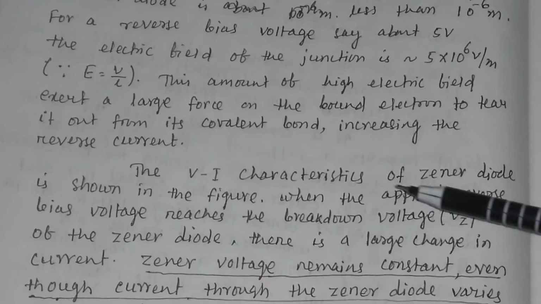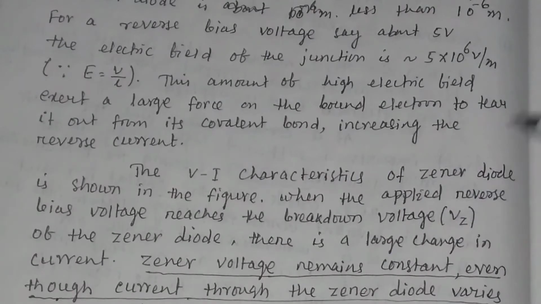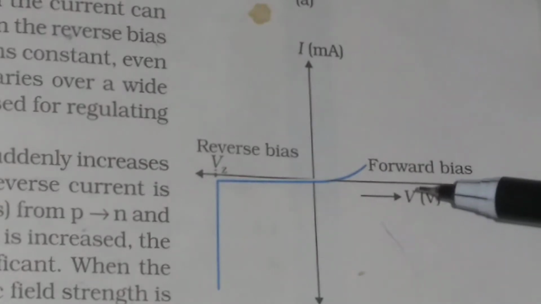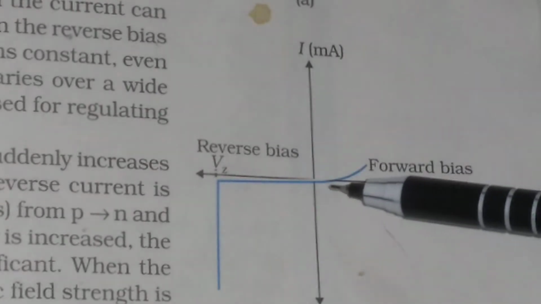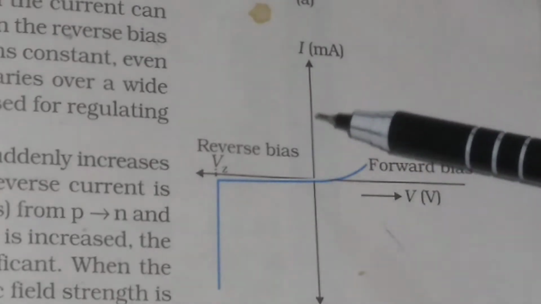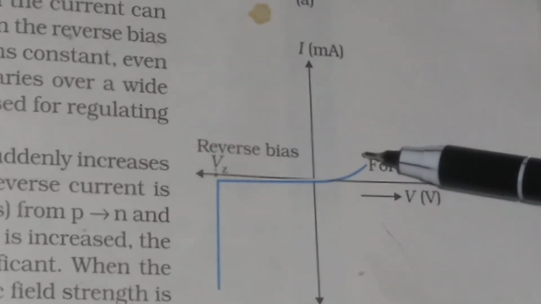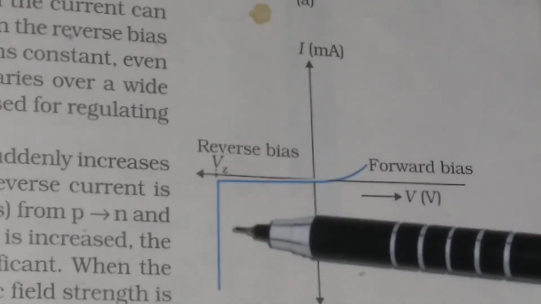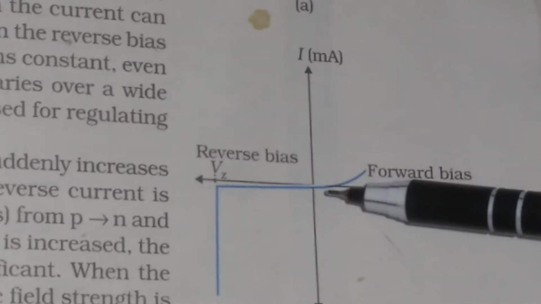The VI characteristics of Zener diode is shown in the figure. If we plot a graph taking potential along x-axis and current along y-axis, then the graph so obtained is called VI characteristics graph. And this is the VI characteristics graph of the Zener diode.